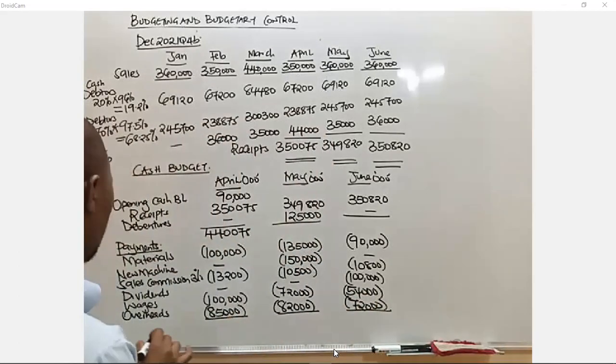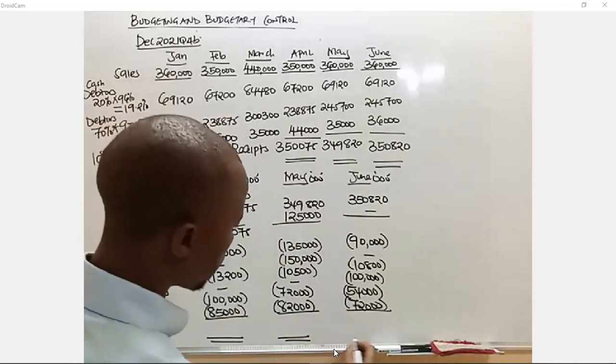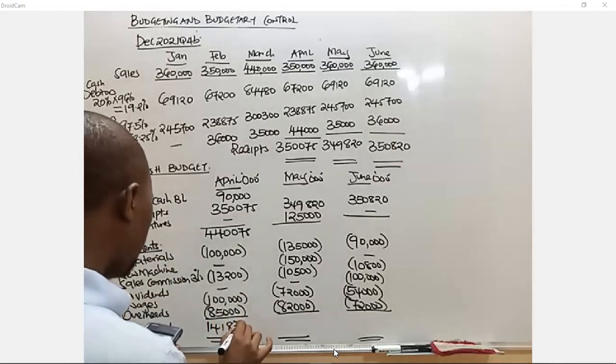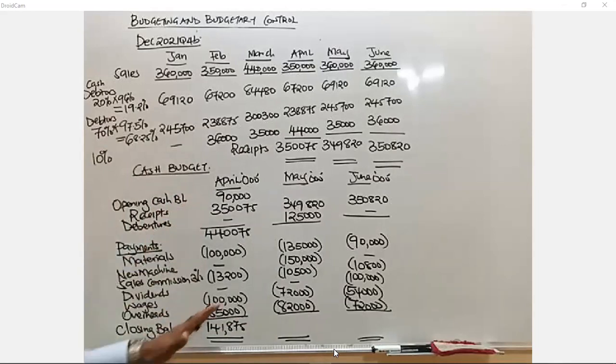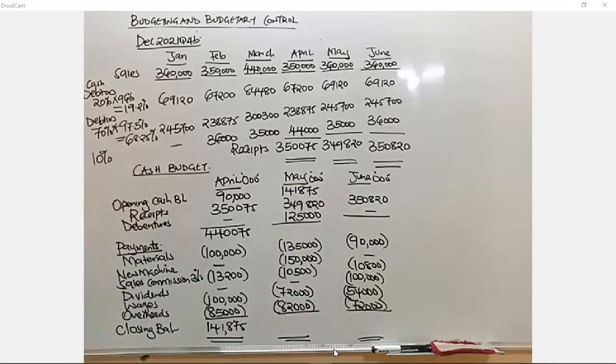What am I supposed to be getting here at the end of the day? I'm supposed to be getting the closing balances. You have finished your analysis. So let me start with the first month of April. I just need to take 440,0.75 minus 100,000, minus 13,200, minus 100,000, minus 85,000. I'm getting 141,875. Then remember the closing for the month of April becomes the opening cash balance for the month of May. So we put here 141,875.